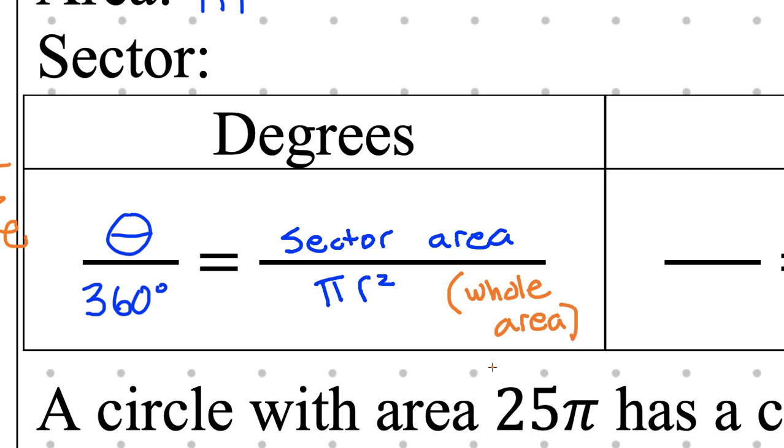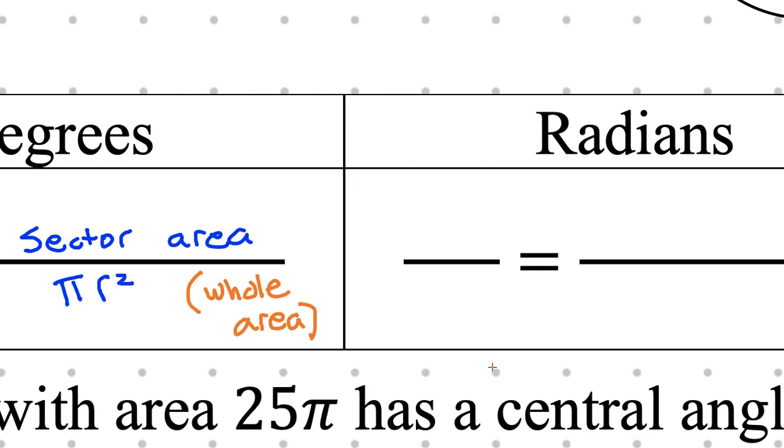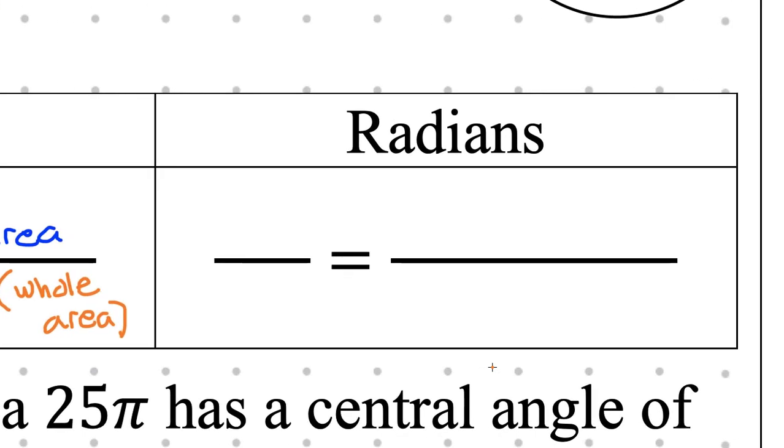The whole area of a circle is pi r squared, and then we'll find the sector area. Nice. All right. Let's move on to almost the same exact formula, but now in radians. How do I do that? With a quiet raised hand. Who's got this?